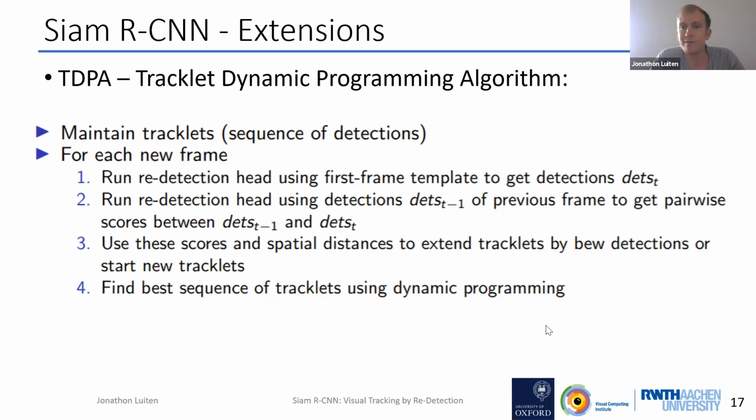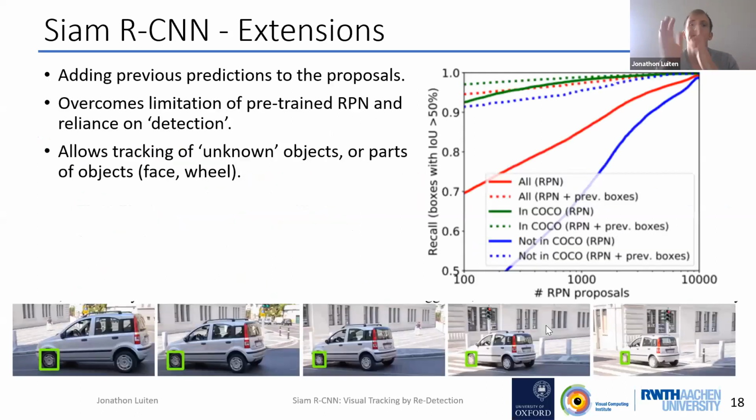There are some other extensions that we use to make it work really well. This is what I was talking about before, the fact that relying on the RPN is potentially problematic because it relies on it being able to detect objects that it wasn't necessarily trained on. So we ran a test to see if this was the case. If you look at the blue solid line in this graph, these are objects that are not on COCO. So the RPN was never trained on anything that looks like these objects.